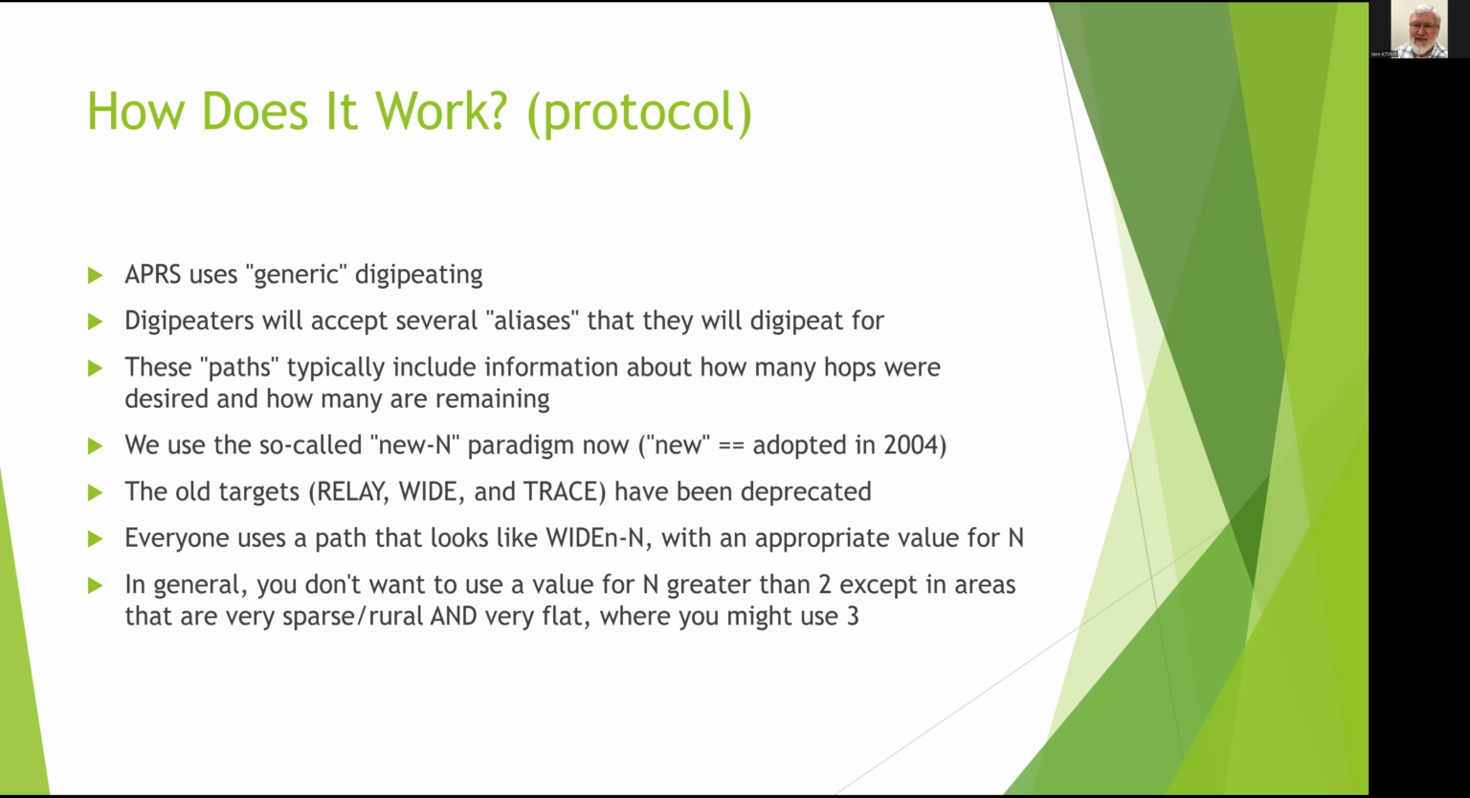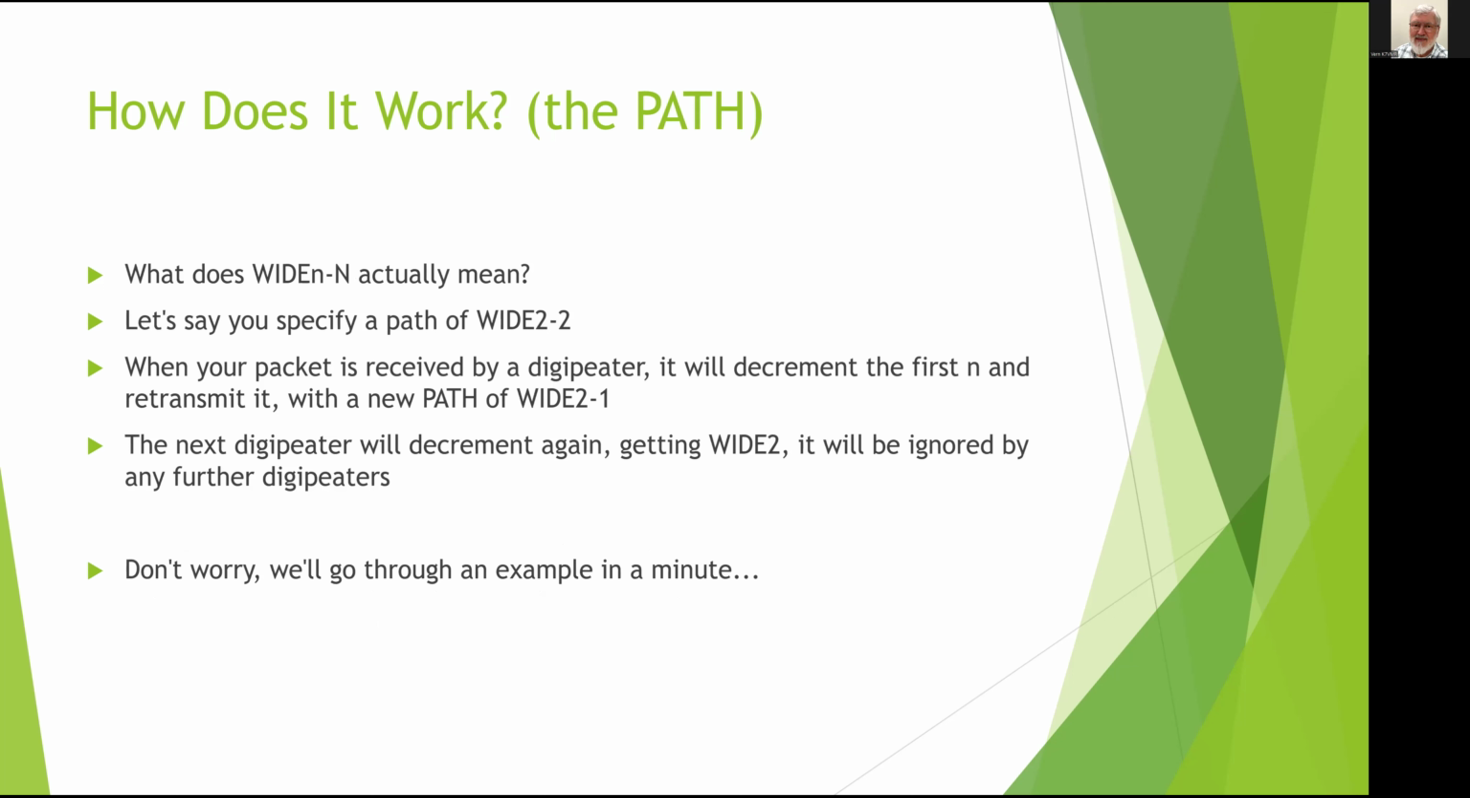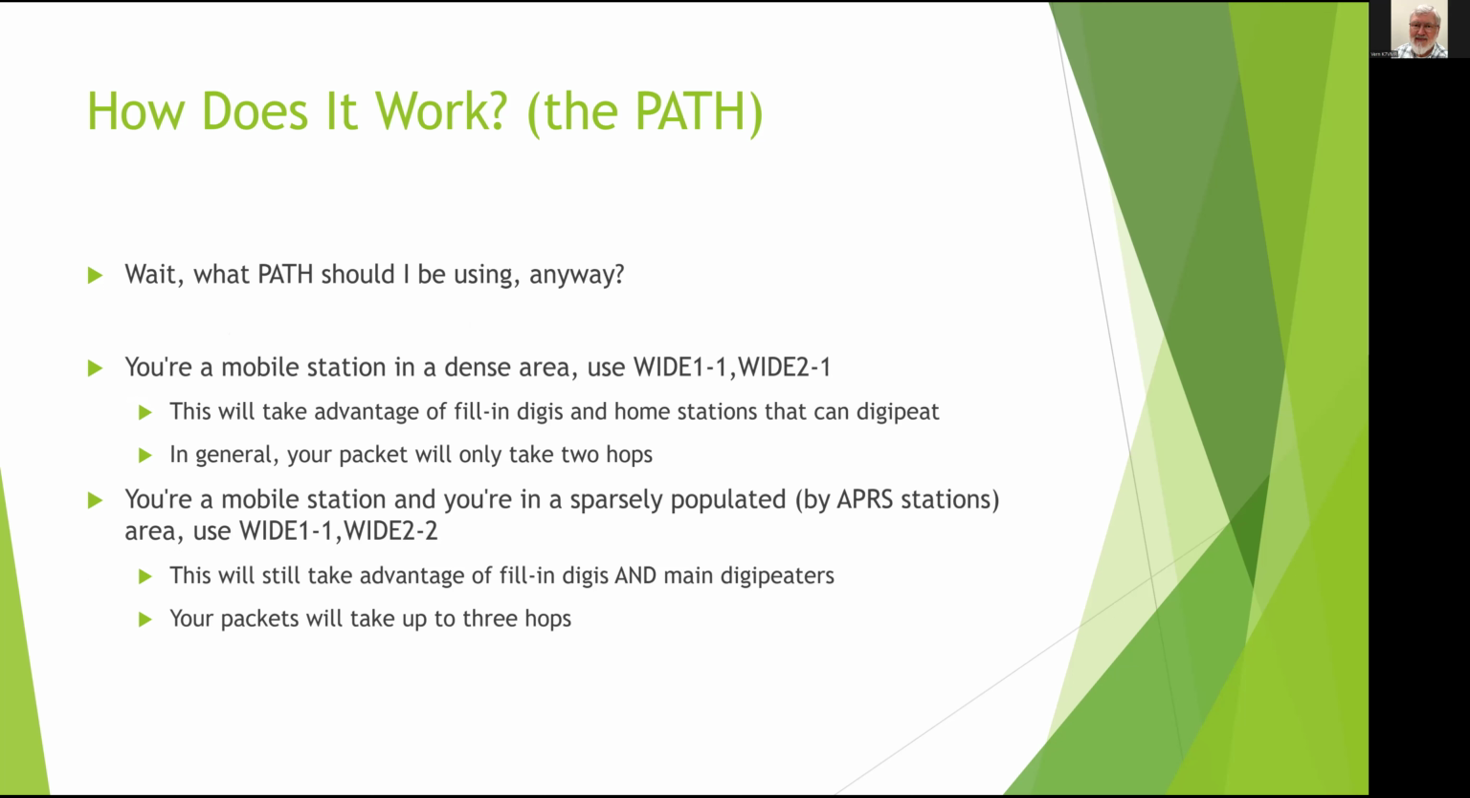All right. So what does WIDEn-N mean? If you use a path of WIDE2-2, when your packet is digipeated, it removes one of those, right? When it gets down to none left, it won't send it anymore.